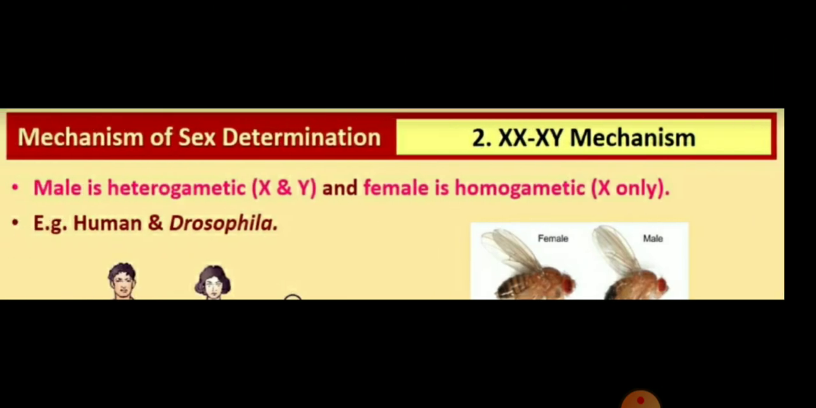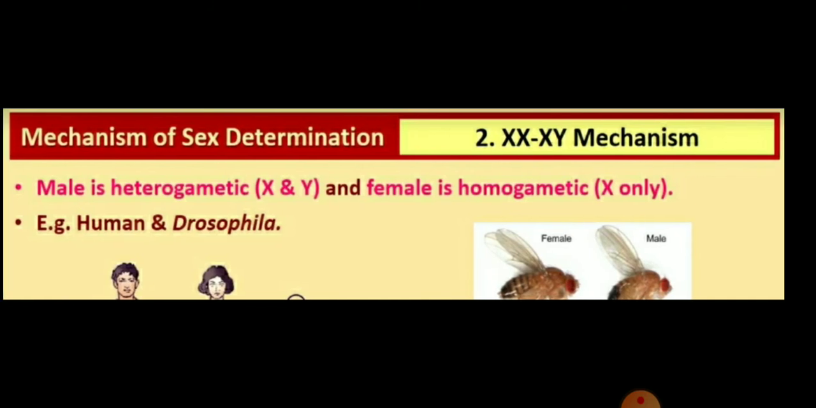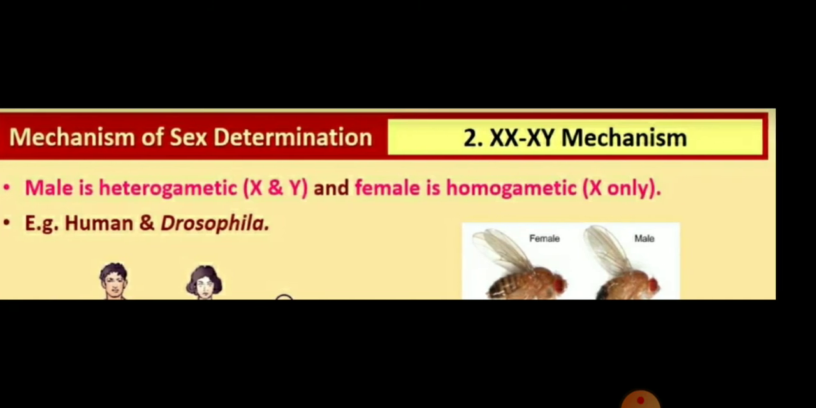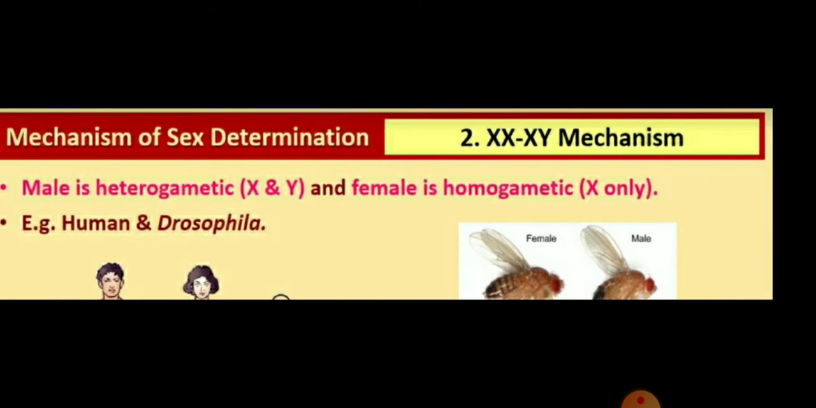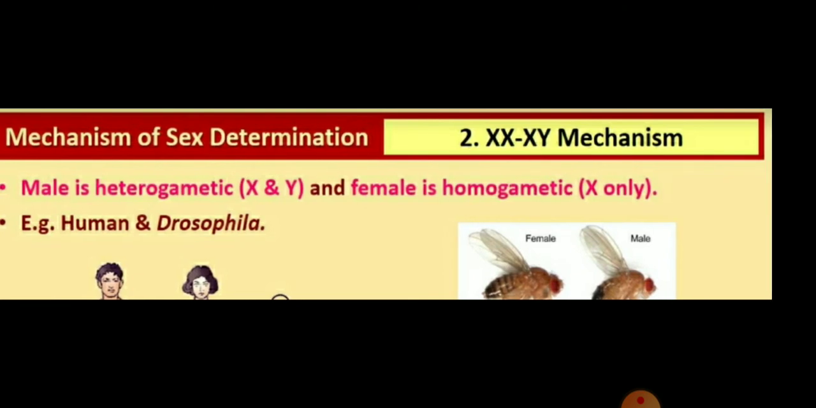The mechanism of sex determination in human beings: the male is heterogametic because the XY chromosomes are present, and the female is homogametic because only X chromosomes are present. So the XX-XY mechanism is present in humans and Drosophila. Children, we know humans have 23 pairs of chromosomes: 22 pairs of autosomes and one pair of allosomes. Allosomes means sex chromosomes.